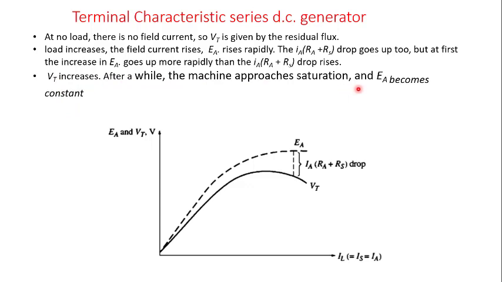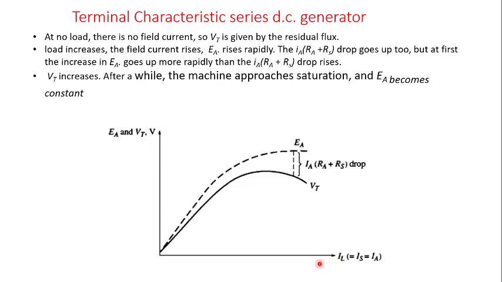Then it will get to a point that VT decreases. After a while, the machine approaches saturation and EA becomes constant. So as the load increases, VT decreases because of the IA drop. Then it will decrease to a point where the voltage becomes constant. So no matter the amount of load that you connect to it, the voltage is never going to reduce, it's going to be constant. So that is the characteristic.